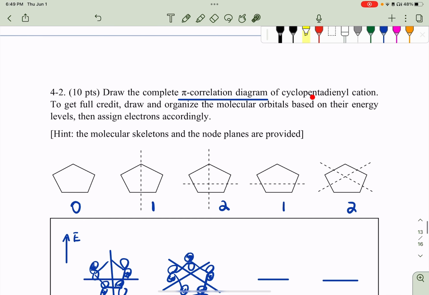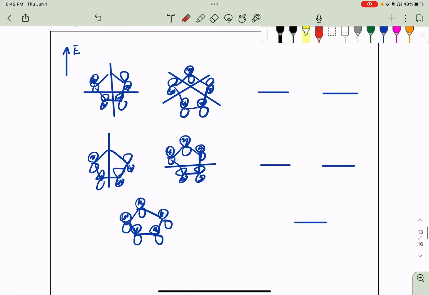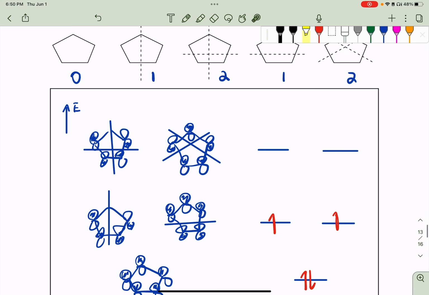And let's read it again. We'll put the electrons in. Oh, it's a cyclopentadiene cation, right? So we have only 4 electrons. Put in electron 1, 2, and then degenerate. They went in degenerate or singly occupied. All right, so that's our 42.